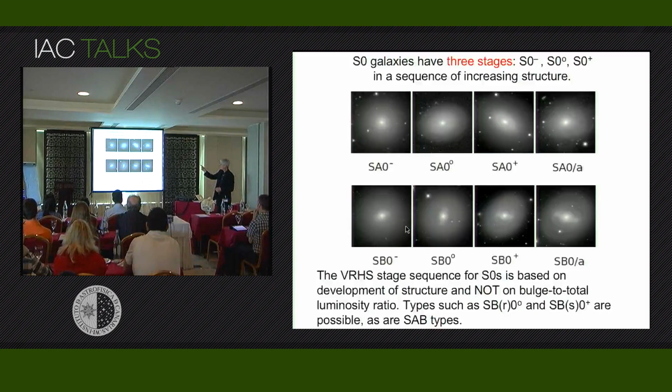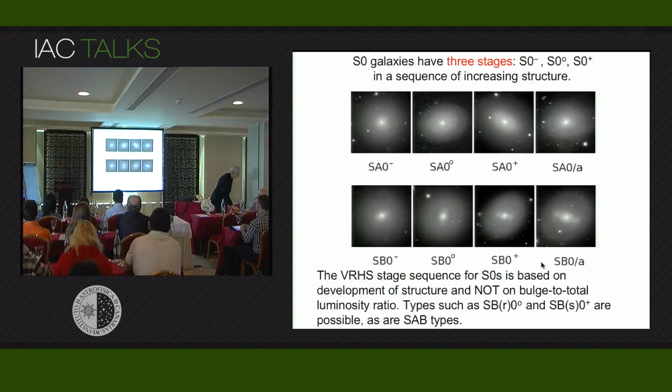In the spirals, the degree of central concentration is a classification criterion. For the S0s, it's not. The classification of S0s into these S0 minus, S0 zero, and S0 plus categories depends on increasing visibility of structure. Like you might see a lens in that SA0 minus galaxy, and you see more of it in SA0 zero, and in an SA0 plus, it's a downright ring. And so there's increasing structure until you get to the S0/a's, which look like a transition from S0s to spirals.